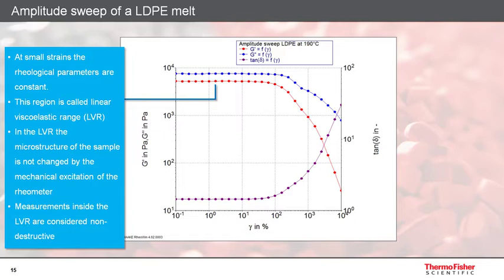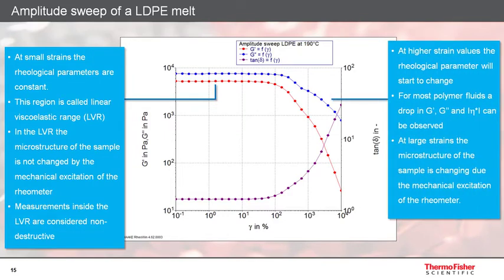Once a critical deformation is reached, the rheological parameters start to change. For most polymer melts, a drop in G' and G'' is observed. At high deformations, the sample is outside its linear viscoelastic range.